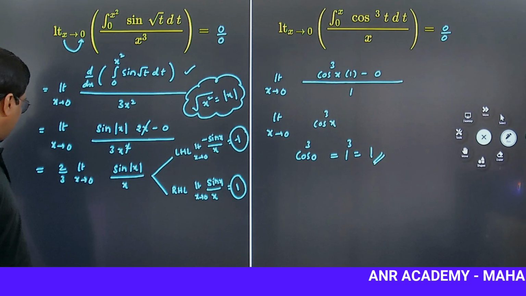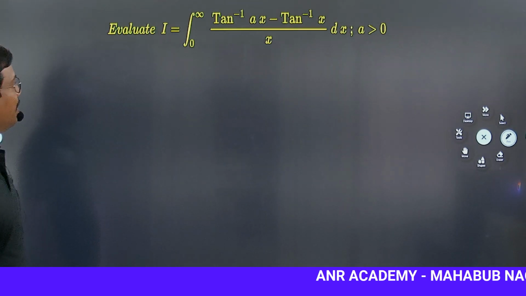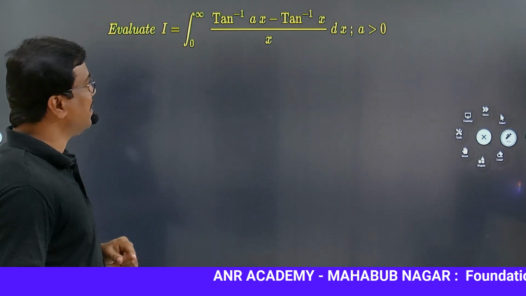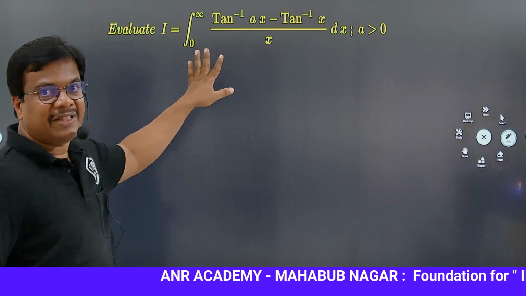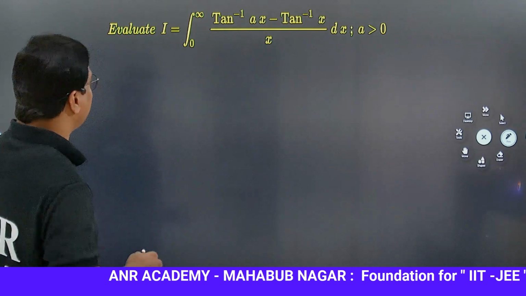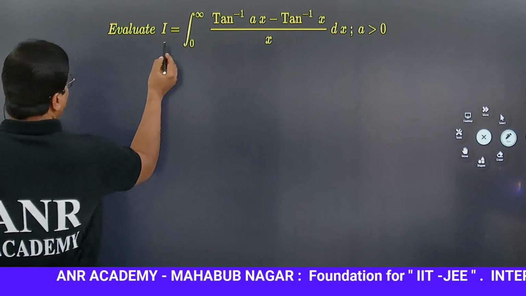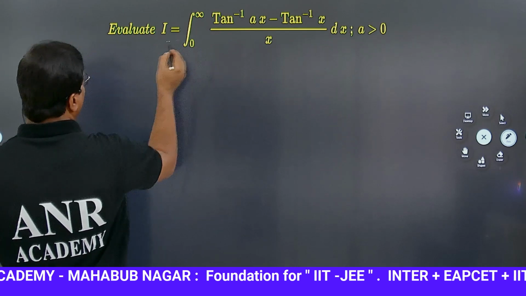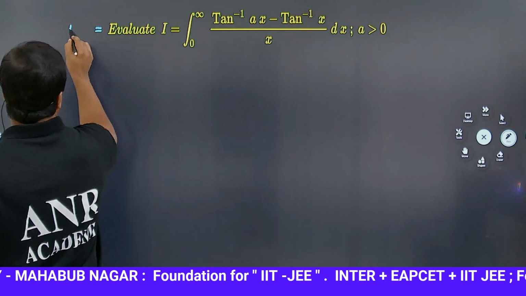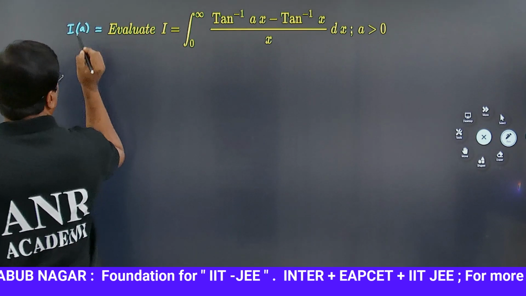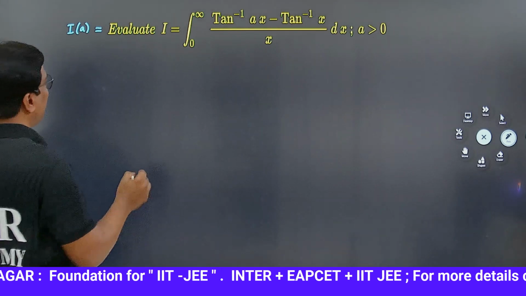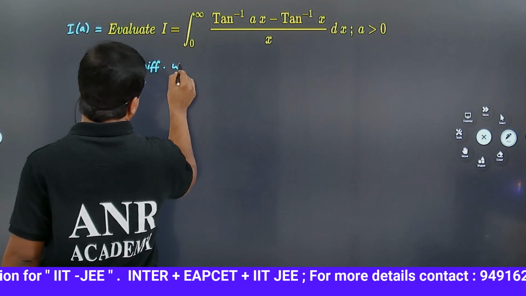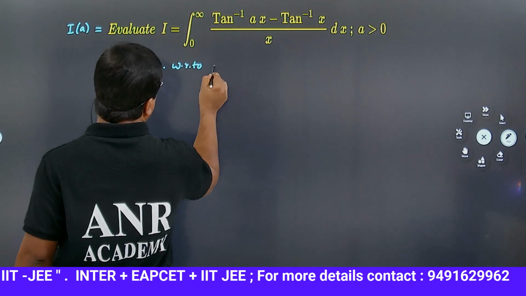Next, go for another question. Evaluate I equal to integral 0 to infinity of tan inverse of ax minus tan inverse of x, all by x, given that the condition a is more than 0. This is clearly I of a. I am going to select this as I in terms of a. Now differentiate with respect to a.